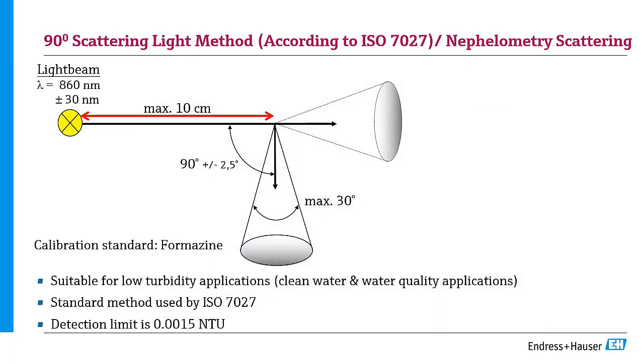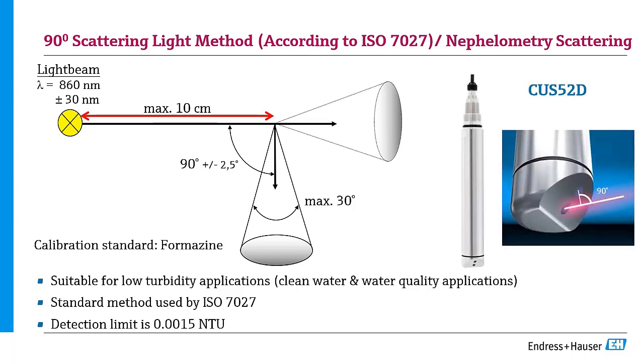Before we jump into more details about the sensor, I first wanted to talk a little bit about the measuring principle behind our CUS52D. Here we're using this 90-degree scattering light method, and it's in accordance with the ISO 7027 standard. This standard is the globally recognized standard for most of the world that we want to be using when we're measuring drinking water.